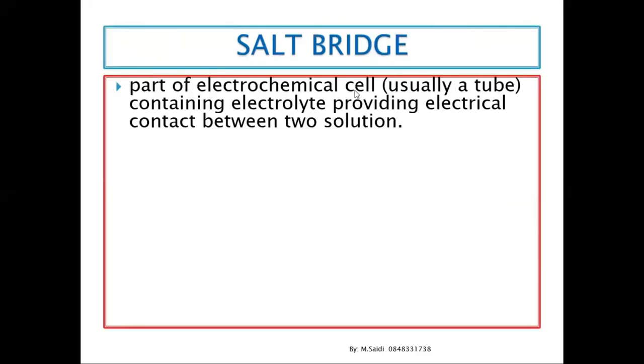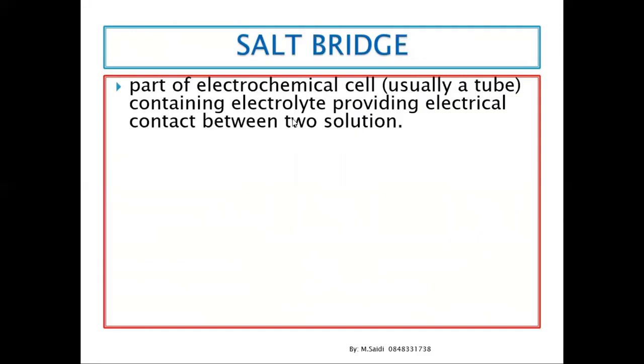Then, the salt bridge. It is part of an electrochemical cell. It's usually a tube. It can contain an electrolyte, providing electrical contact between the 2 solutions. So we are saying that it's a part of the electrochemical cell, and usually it's a tube. It means that the chemicals are being put into the tube. It must be containing an electrolyte.